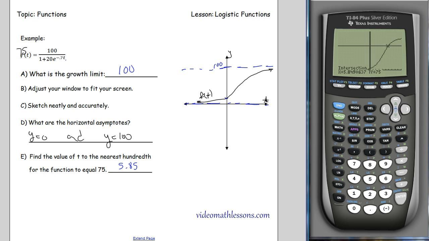So that's logistics. You have to know the top number is going to be your maxed out number. You got a y equals 0 as your other number, your other horizontal. And either by using the calculator or logarithms, we can find the value of t at a particular number. So that's it.